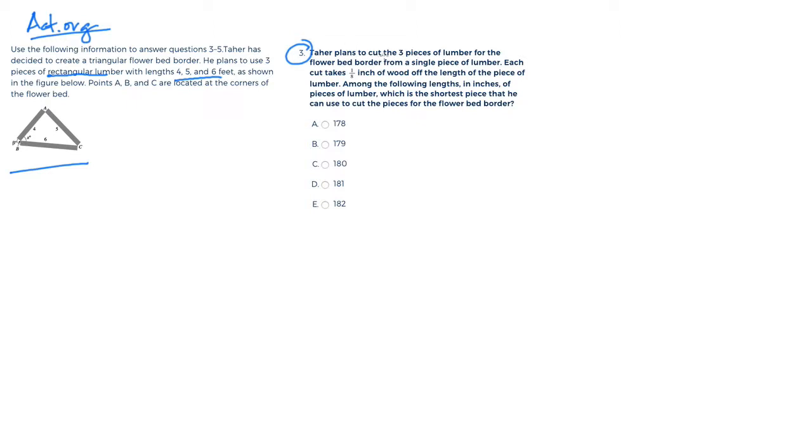Taher plans to cut the 3 pieces of lumber for the flower bed border from a single piece of lumber. Each cut takes 1/8 of an inch of wood off the length of the lumber. Among the following lengths in inches of pieces of lumber, which is the shortest piece that he can use to cut the pieces for the flower bed border?